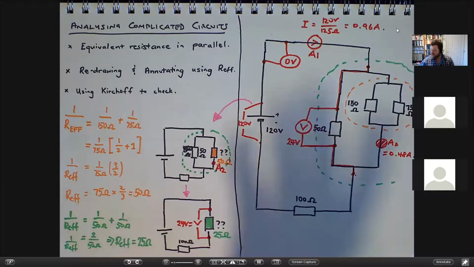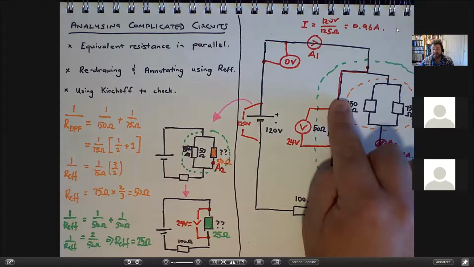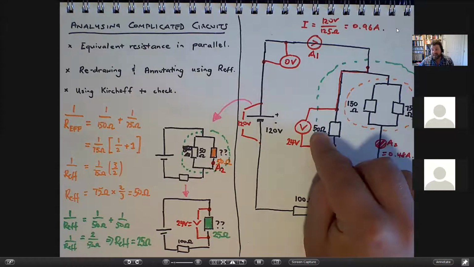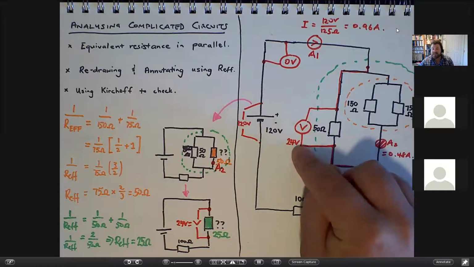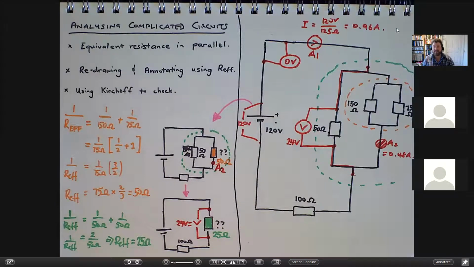That said, though, if we actually know that this is getting 0.48 amps, that means we also know that this side here is getting 0.48 amps. So we could say 0.48 times 50, V equals IR, and we'd also get 24 volts, exactly the same. So all of this stuff really is equivalent. When I say it's an effective resistance and equivalent resistance, I really mean it. All the maths works out the same. It's really lovely.